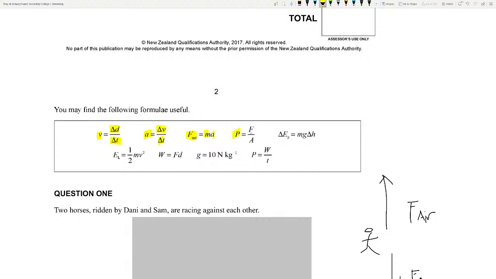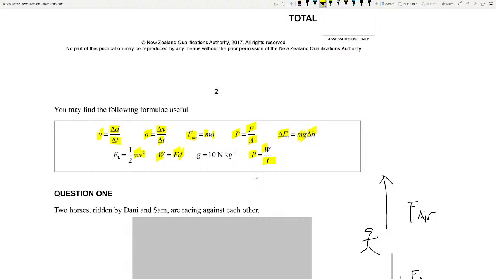Pressure is Pascal. Force is newtons, area is meters squared. EP is joules, mass is kg, g is just 10, height is meters. I mean, most of it is just common sense, isn't it? Mass is kg, speed, how many times we've done speed? Just meters per second. Force is always newtons, distance is always meters, work is joules, and power is watts, which is joules per second, it's just the same thing.